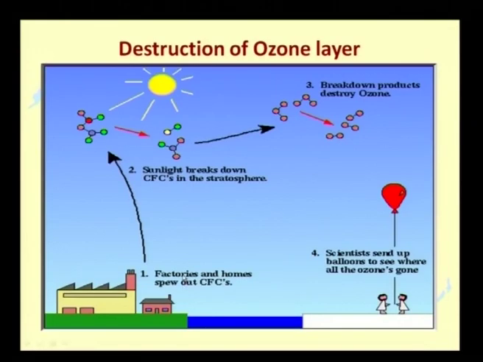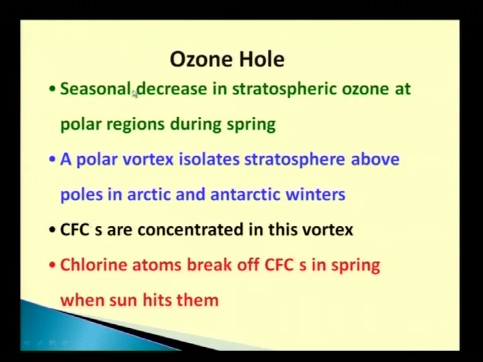And here the same thing: factories and homes are spewing out a large amount of CFC, which goes into the atmosphere, and when sunlight falls on it, it breaks down the CFC molecule, and they destroy the ozone. Therefore, when scientists test the amount of ozone, it is somewhat lesser than the actual amount, and that is called ozone depletion. Sometimes, if it is in a large amount, it is also called an ozone hole.